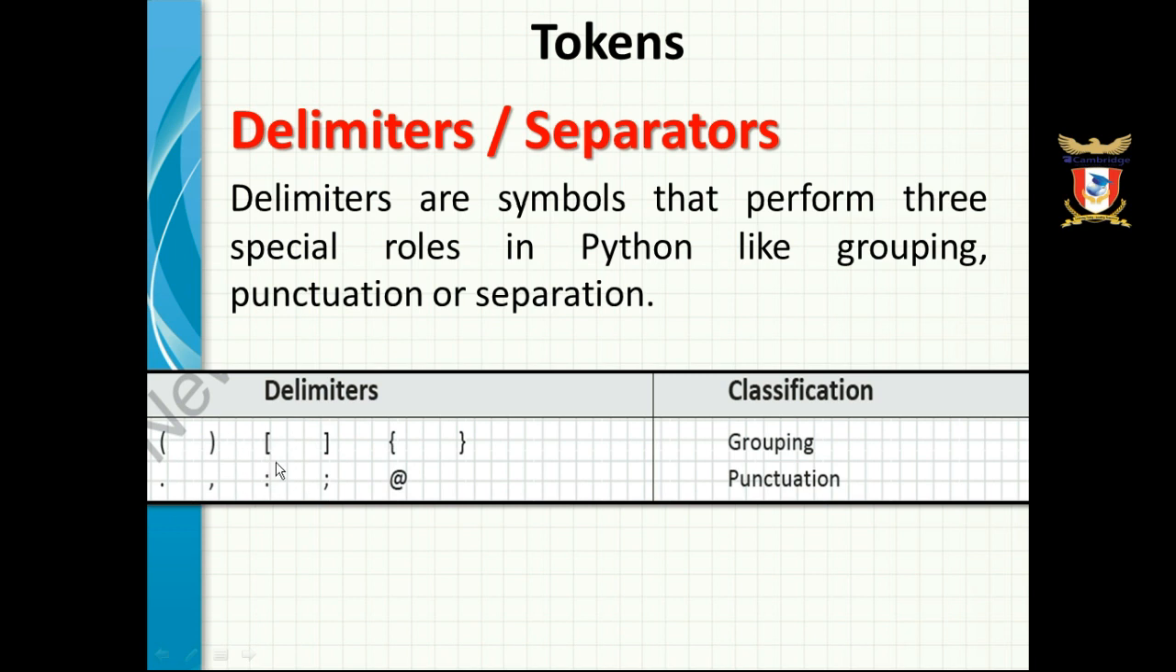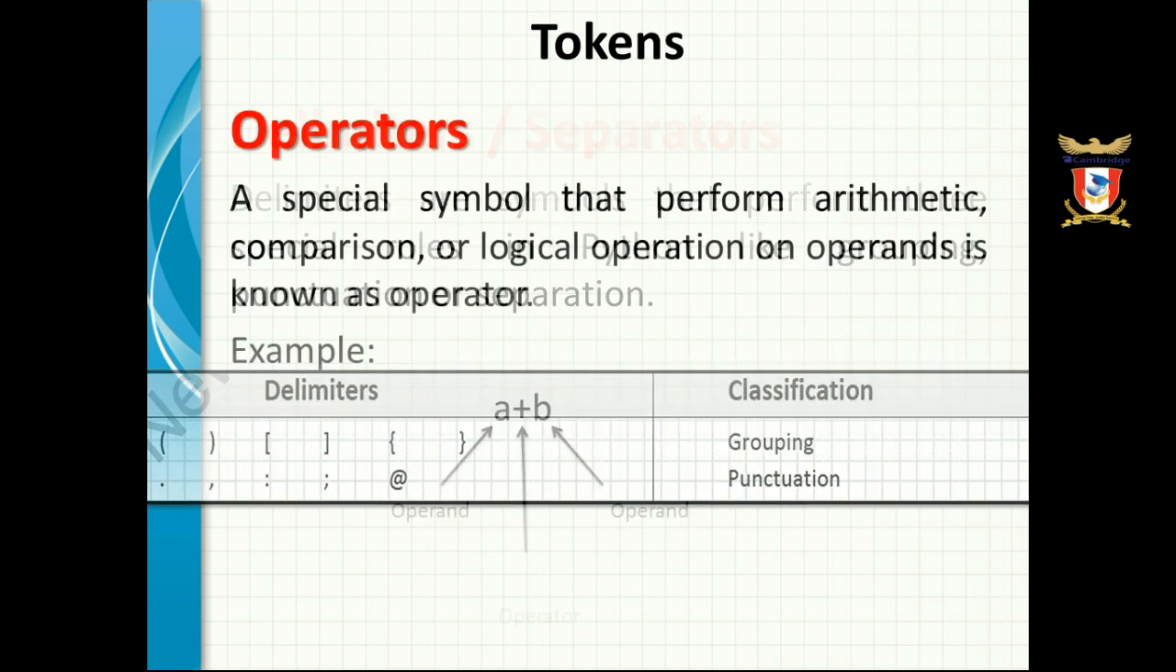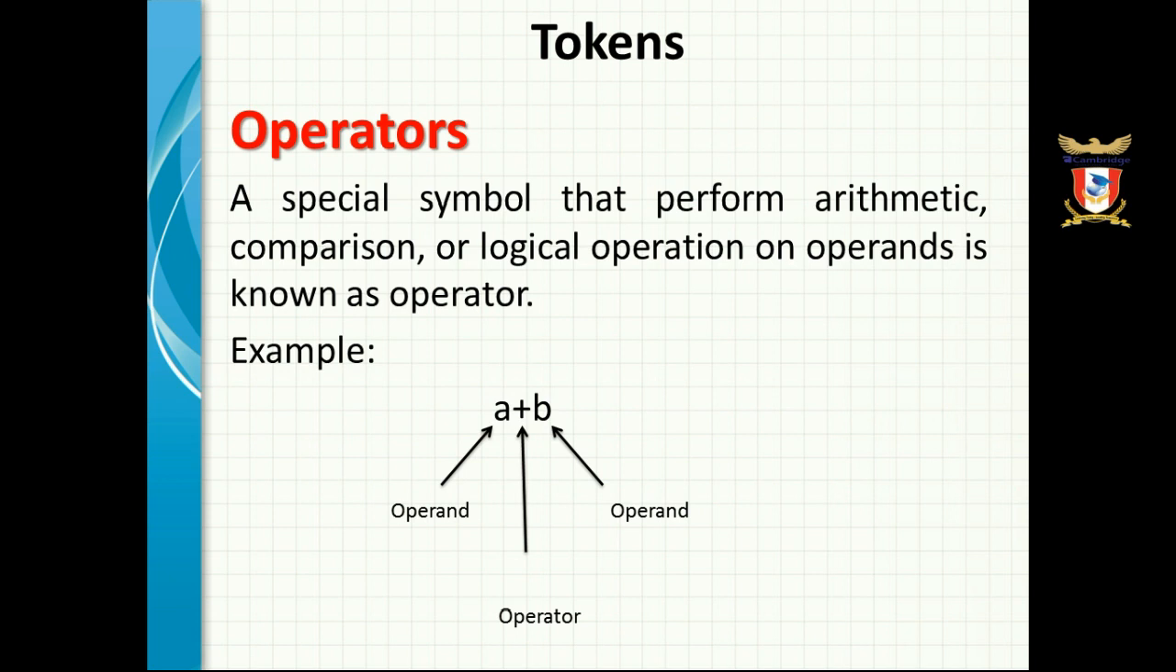So these are the symbols used to separate one statement from another one. That's why these are known as separators or delimiters. Next we are having operators. Any special symbol which is used to perform operation on operands, operation like arithmetic operation, comparison operation, or logical operation on operands, is known as an operator.